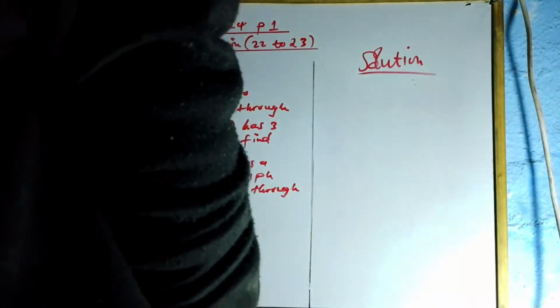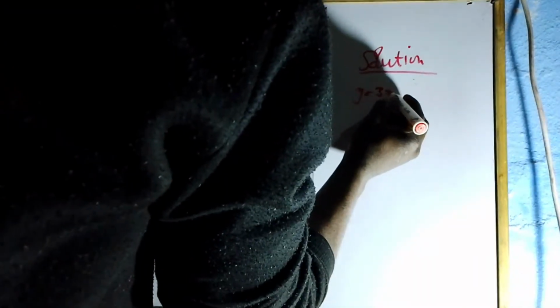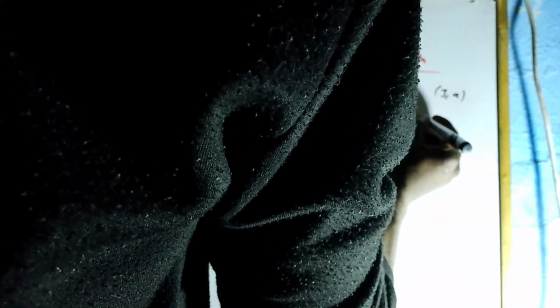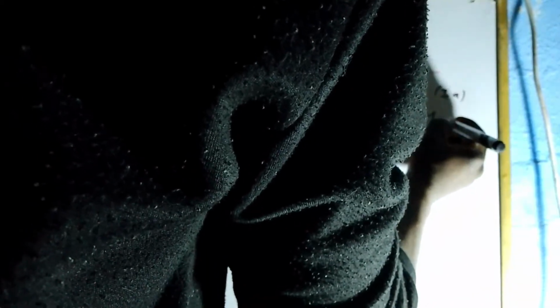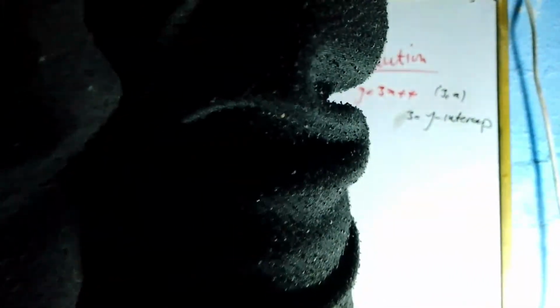We have to get this information which we have. We have y equals 3x plus 4, and we have this point, which is (3, A), and there is 3 as the y-intercept. 3 is the y-intercept. So now we have to find the value of A. That's what we are focused on.